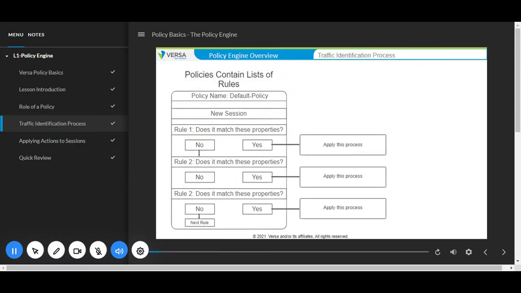Policies that are used to identify traffic contain lists of rules. Each rule examines the properties of newly created sessions to determine whether or not the device should perform an action on the session or flow.